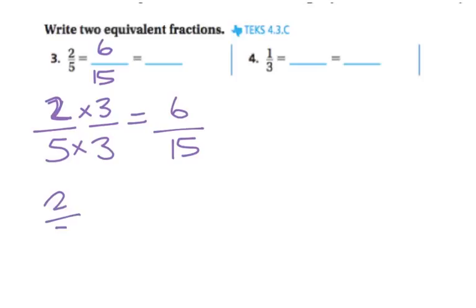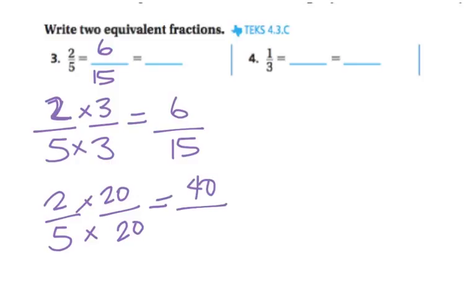I'm going to take 2/5 and now multiply it by another number. Let me go with a 20. So I'm multiplying 2/5 by 20/20. And that gives me 2 times 20, which is 40, over 5 times 20, which is 100. So 40/100 is also equivalent to 2/5.